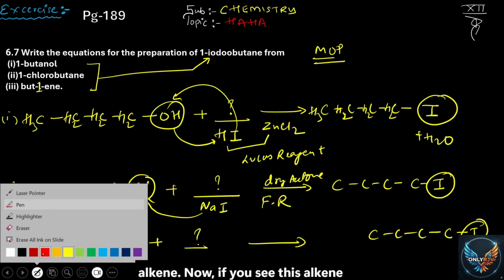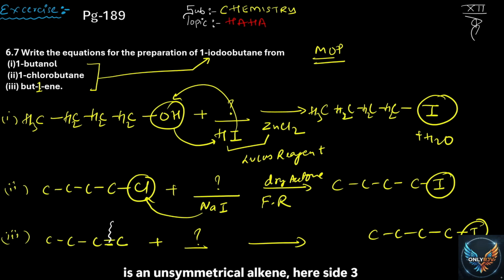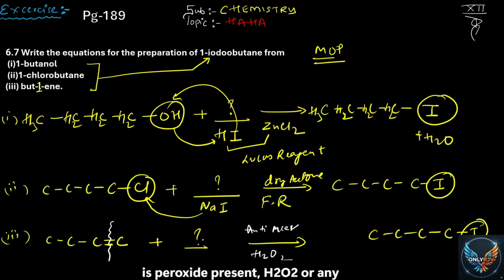Now if you see, this alkene is an unsymmetrical alkene. Here side 3 carbons, here side 1 carbon. So when an unsymmetrical alkene is there, you have to apply either Markovnikov or anti-Markovnikov. Markovnikov you will apply when iodine was given in the second position, but iodine is given in the first position, so you will apply the anti-Markovnikov rule here, but you have to apply a two-step reaction. Anti-Markovnikov only happens when there is peroxide presence, H2O2 or any peroxide, in presence of HBr.